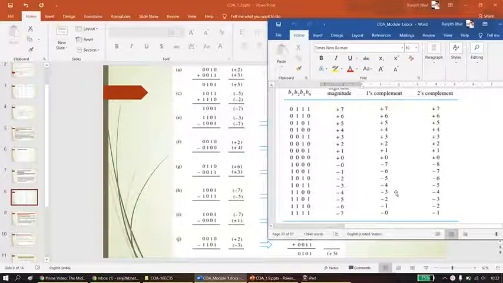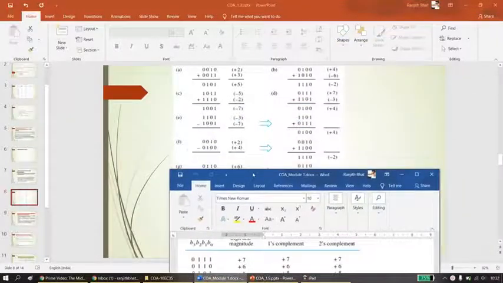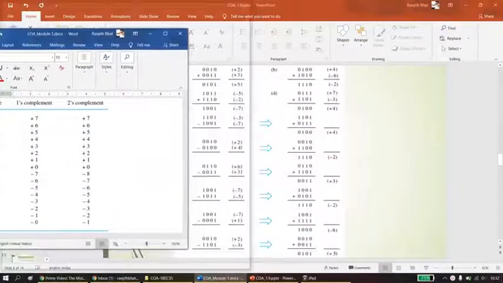So minus 5 is written as 1011 and minus 2 is written as 1110. So a simple subtraction will get minus 7. Alright, and let us consider one more.